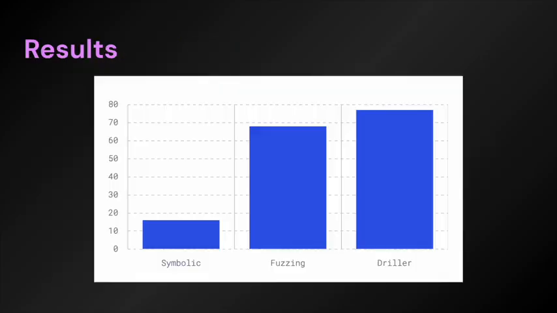The results are really interesting. Out of the 126 binaries, pure symbolic execution found vulnerabilities in 16 programs. Fuzzing found 68 vulnerabilities, and Driller found 77 vulnerabilities. So Driller discovered 9 additional vulnerabilities beyond fuzzing alone, which represents about a 12% improvement. Even more interesting is that some vulnerabilities were discovered only by Driller, meaning neither fuzzing nor symbolic execution alone could find them. This shows that combining the 2 approaches allows the system to reach deeper parts of programs.